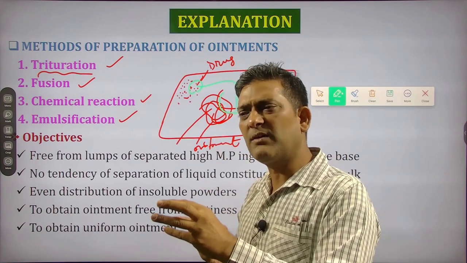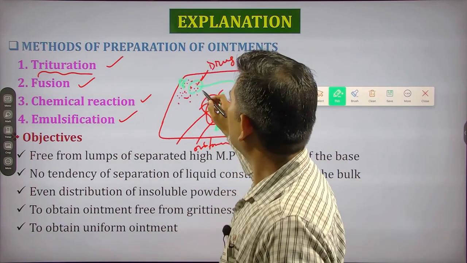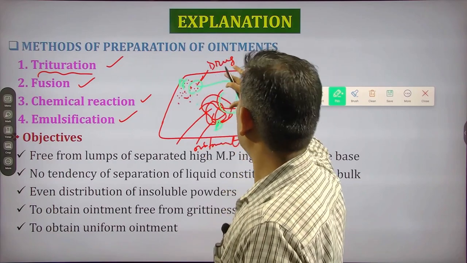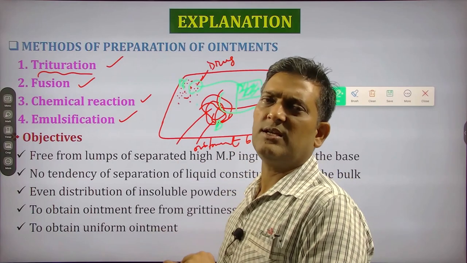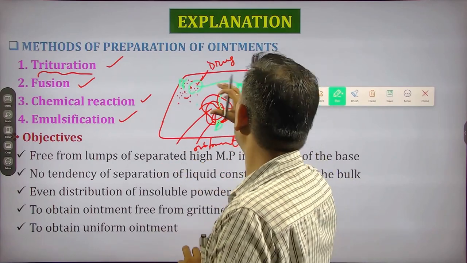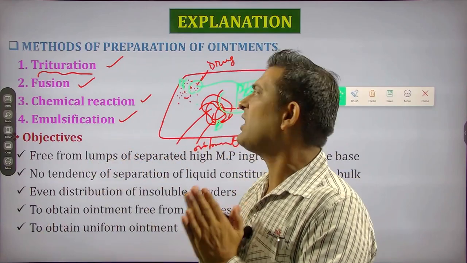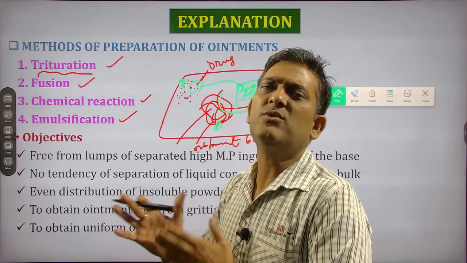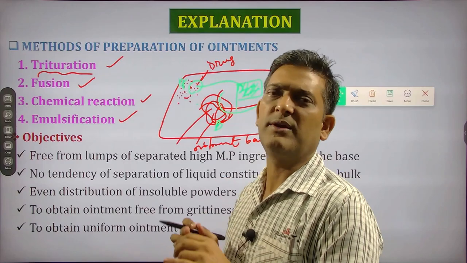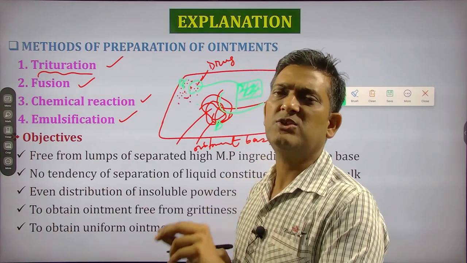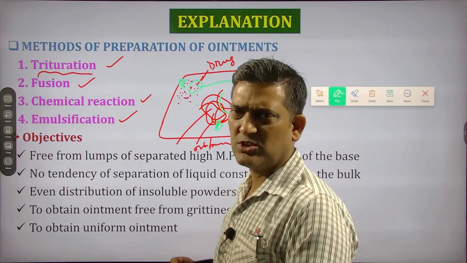You have to take some part of A and some part of B. Suppose this is A and this is B: you take some amount of A and some amount of B, and mix properly and uniformly until a smooth preparation is obtained. After that, you take another amount of A and the rest of B, and slowly this process goes on until all of A and B are completed and you have triturated it properly. Mix it properly so that there are no gritty particles and a uniform, smooth, consistent ointment is prepared. That is what the trituration method is all about.